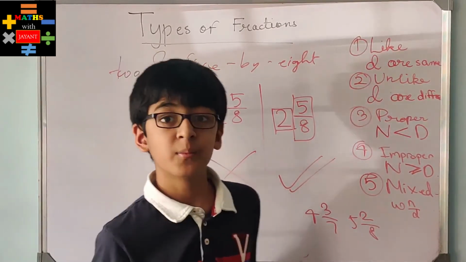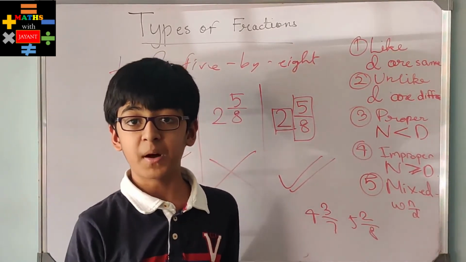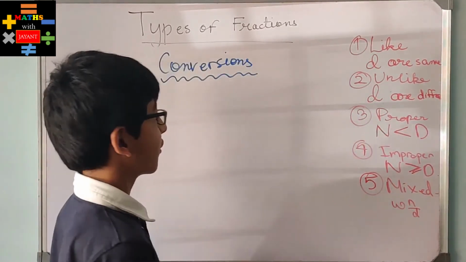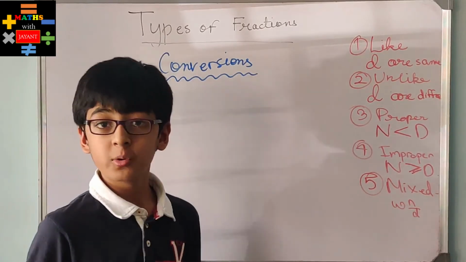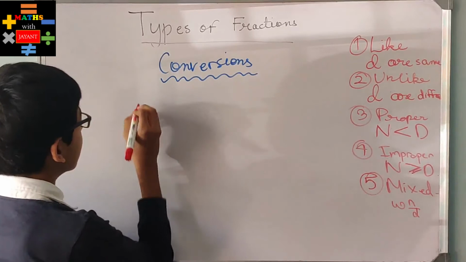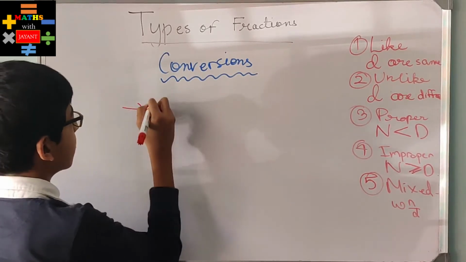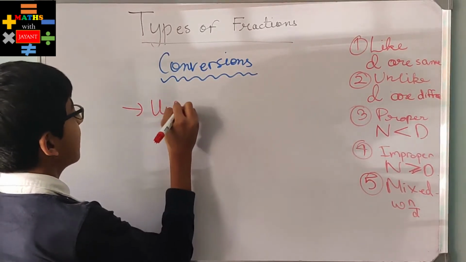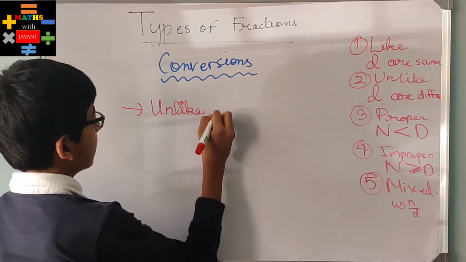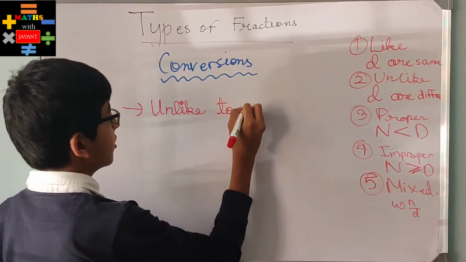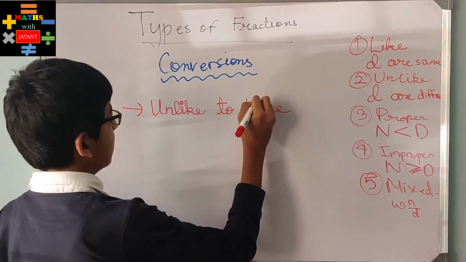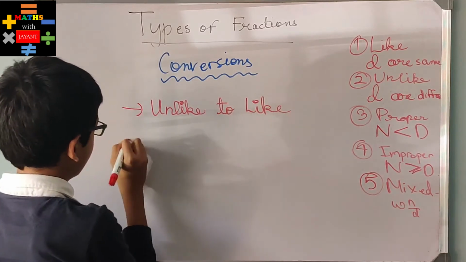Now let us move on to our next part. So now let us discuss conversions from one type of fraction to another type. We are going to be discussing 3 conversions. The first one being unlike fractions. We are going to be converting unlike fractions to like fractions. This is our first conversion.